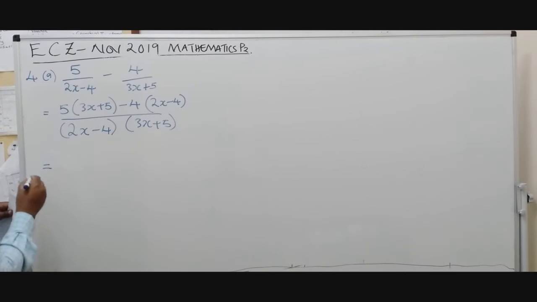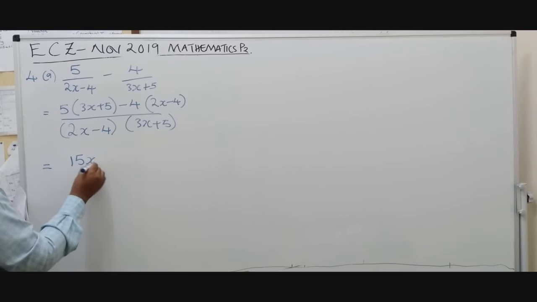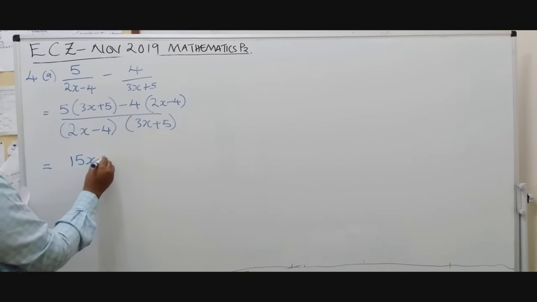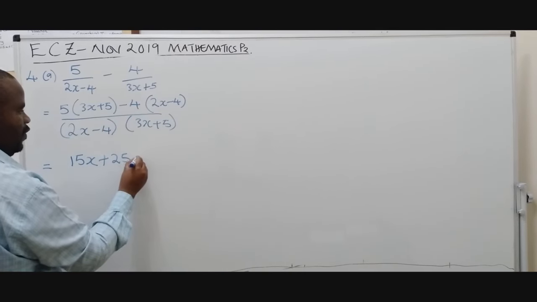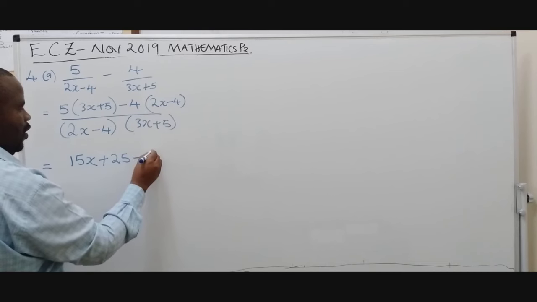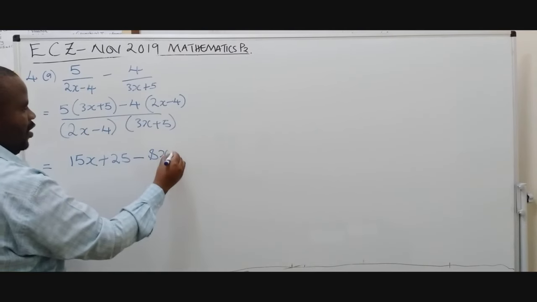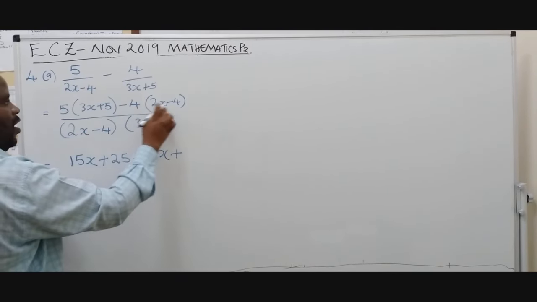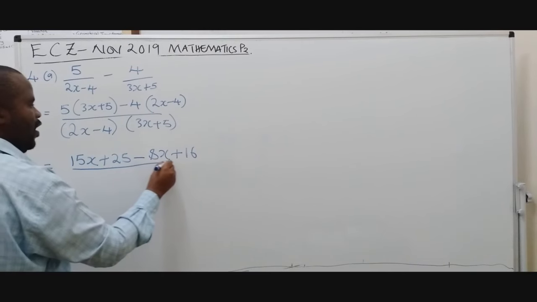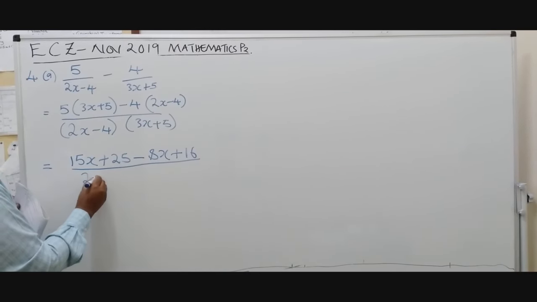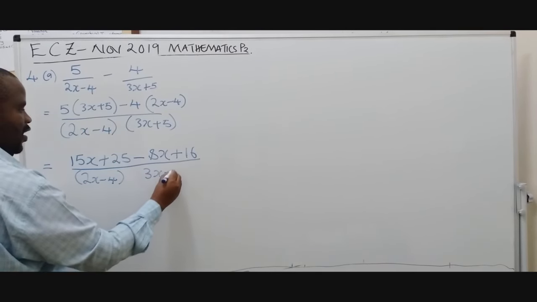This therefore implies that we distribute 5 by 3x, you have 15x. 5 by 5, we have 25. Negative by positive, we have negative. 4 by 2x, we have 8x. I hope it's clear. The negative by negative, we have positive. 4 by 4, you have 16. So we divide everything by 2x minus 4 and the 3x plus 5.